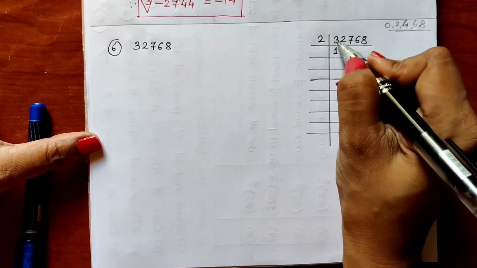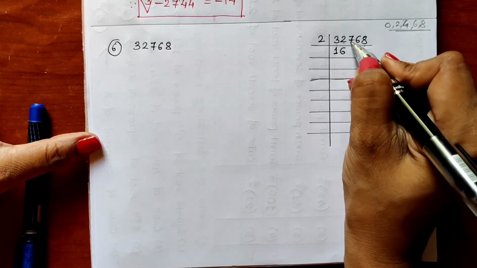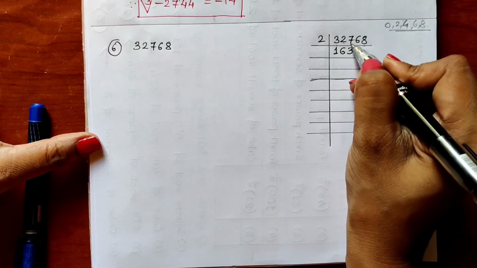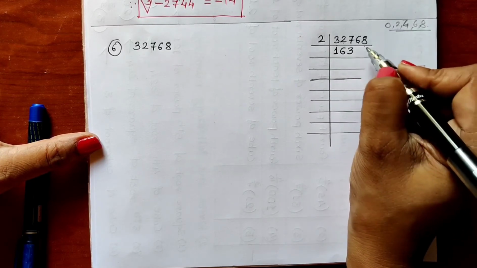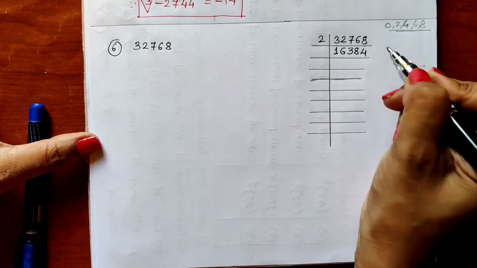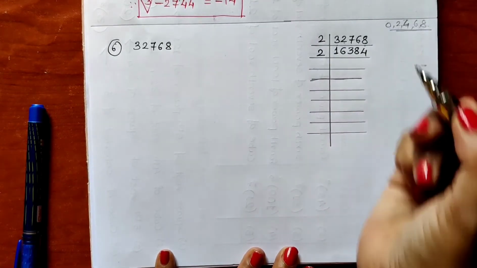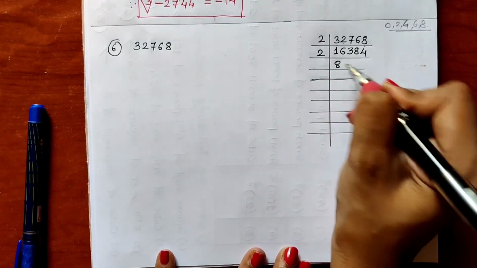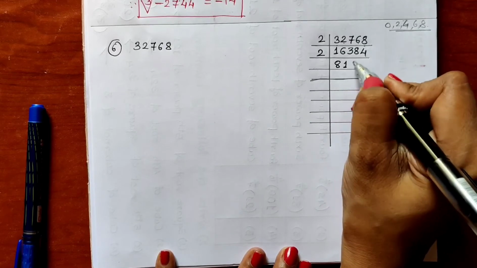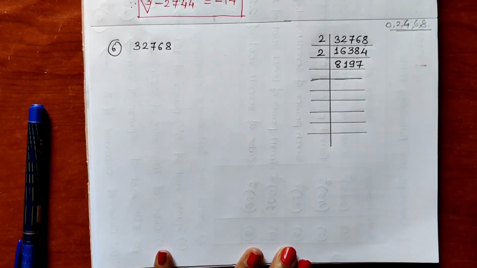2 1s are 2. 3 minus 2, 1 remaining. This 2 means 12. 2 6s are 12. 2 3s are 6. 7 minus 6, 1 remaining. This 6 means 16. 2 8s are 16. And 2 4s are 8. Again 4 in the unit place we are getting. That means this is divisible by 2. 2 8s are 16. 2 1s are 2. 2 9s are 18.